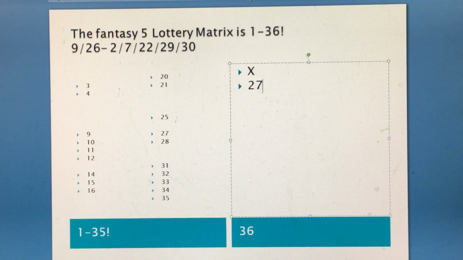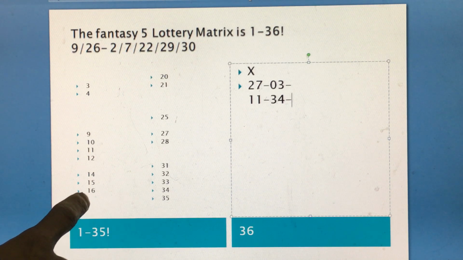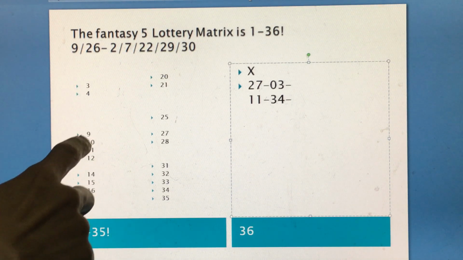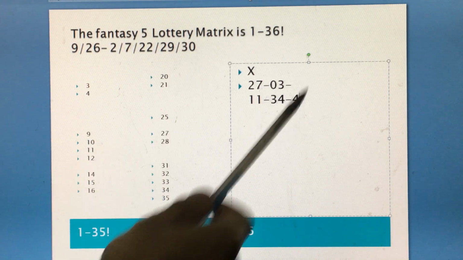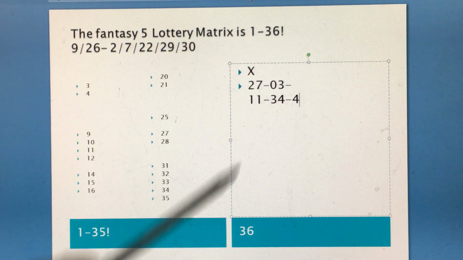And let's say 03, since it's left over, maybe 11. Okay, and then maybe 34, and maybe I like no numbers, so maybe 4. So these will be my 1 combination pick, and you can do a lot of combinations with the leftover combinations using the law of elimination.